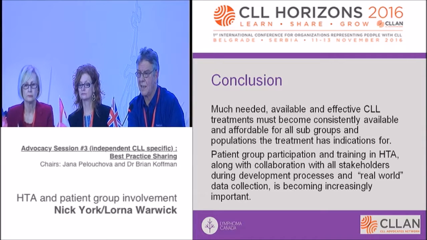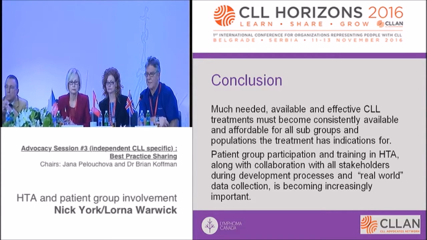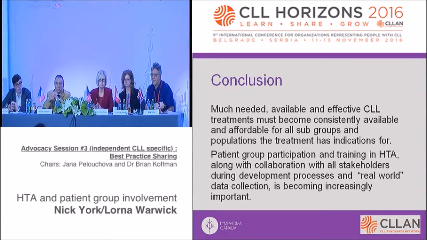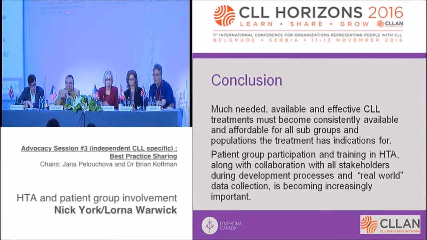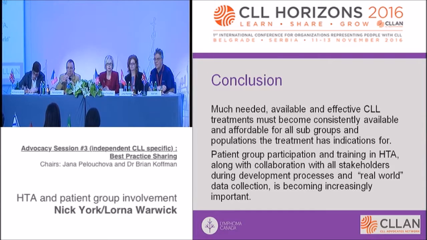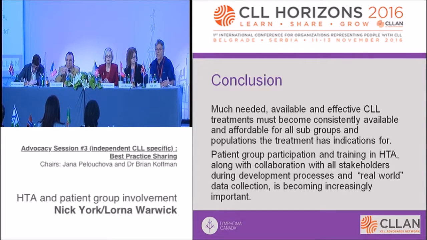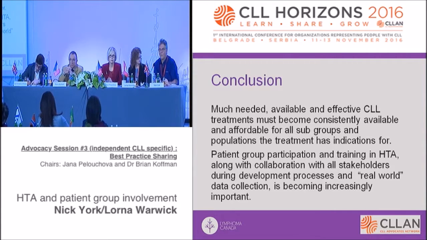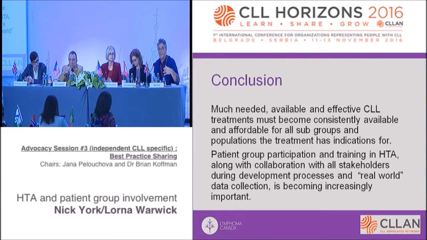Conclusion. These are earlier notes. Much needed, available and effective CLL treatments must become consistently available and affordable to all groups and population that the treatment has actually been licensed for and has indications for. I know you talked about access earlier, Charlotte, but in the UK, we have a similar access situation to ibrutinib, for example, because of cost and because of the level of information that's collected on real-life data and real-world data at the point of trial as some of the Eastern European countries.